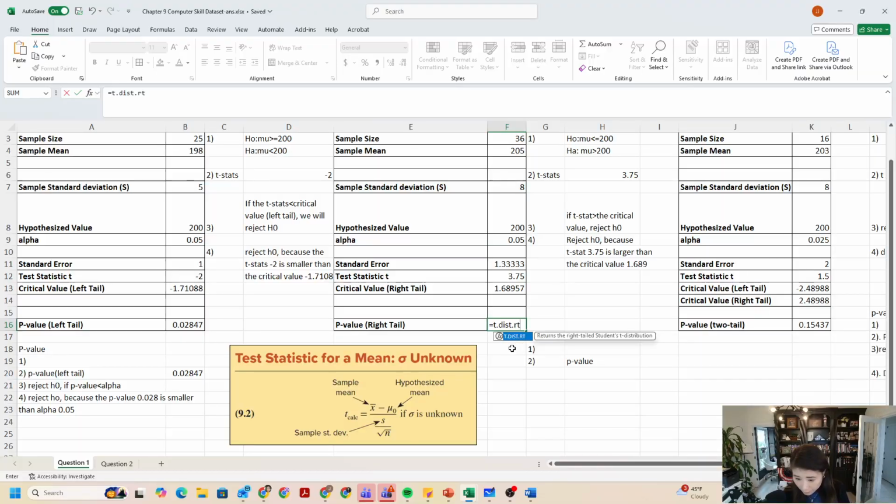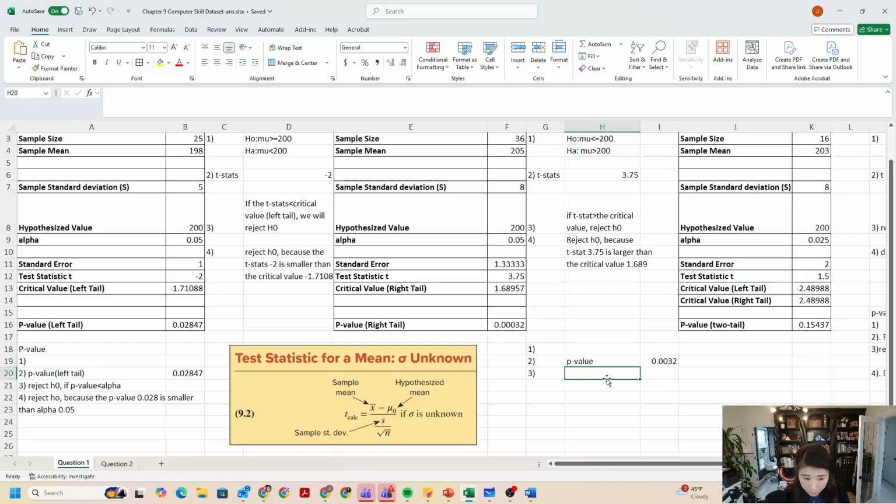RT stands for right tail. In the parentheses, we select the t-stat we already calculated, then a comma, and the degrees of freedom are still the same: use the sample size minus 1, close the parentheses. And therefore, the p-value we got here is 0.0032.